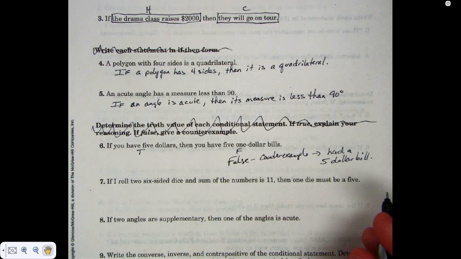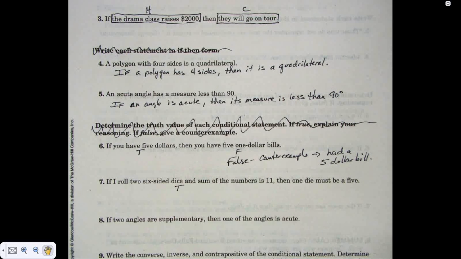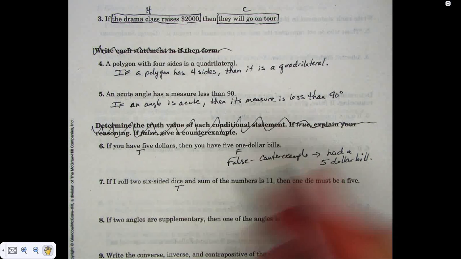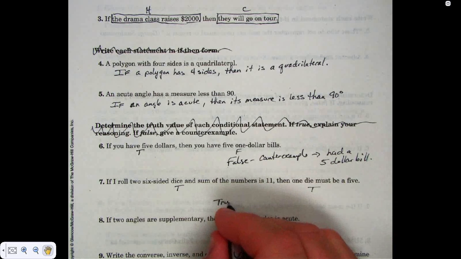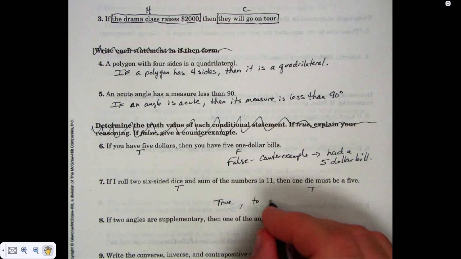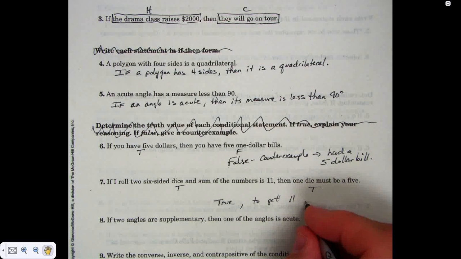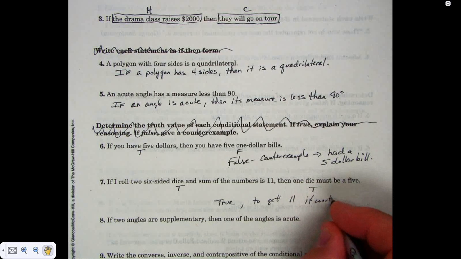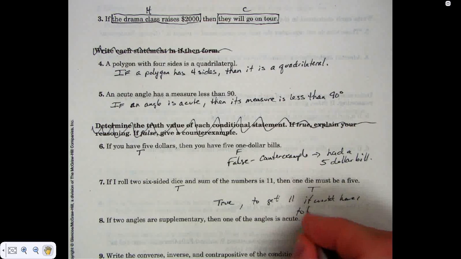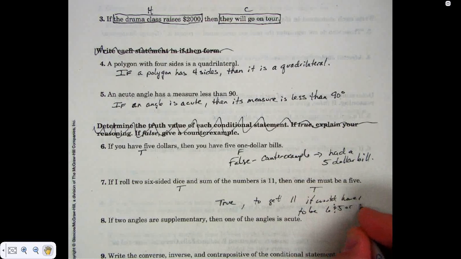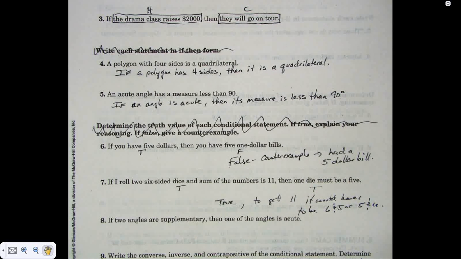So, if I roll two six-sided dice and the sum of the numbers is 11, then one die must be 5. Can you think of a time when this is true and that's false? Can't, can you? How would I explain that? To get 11, it would have to be 6 and 5 or 5 and 6. Is that a good way to explain it? You kind of put the only possibilities there were. Because you can't do 7 and 4 because there is no 7 on a die.